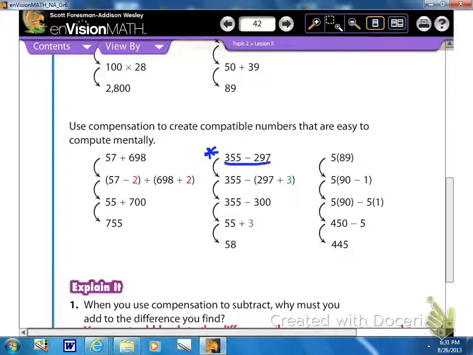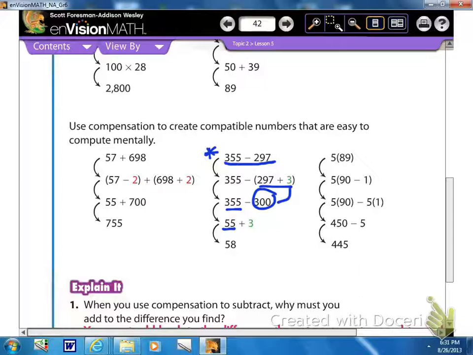355 minus 297. Again, not easy numbers to compute mentally. But if I add 3 to 297, I now have 300. And 300 is a lot easier to figure out, how I could take it away from 355. So if I have 355 and I take 300 away from it, I'm left with 55. But remember, I added 3 to what I took away.